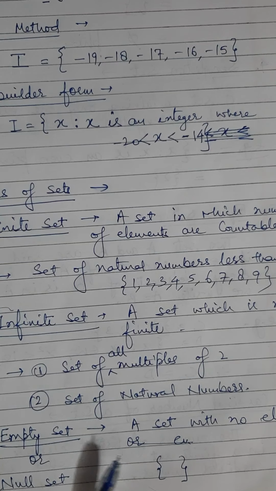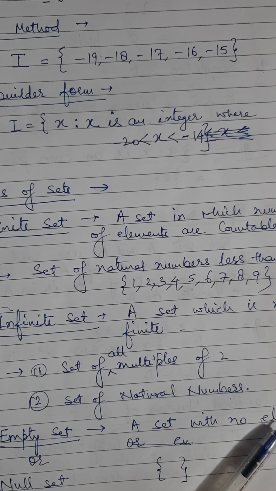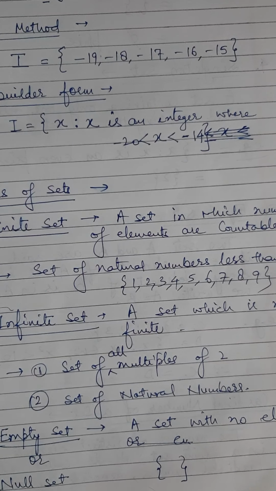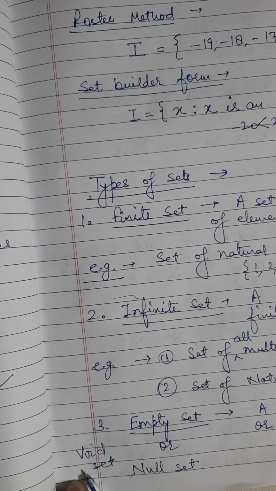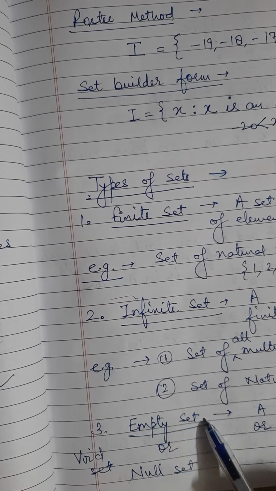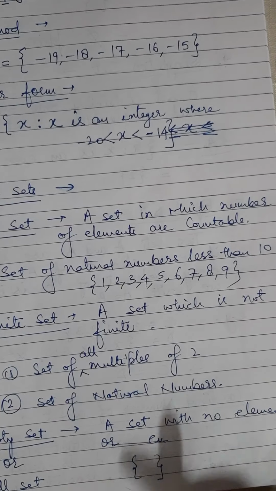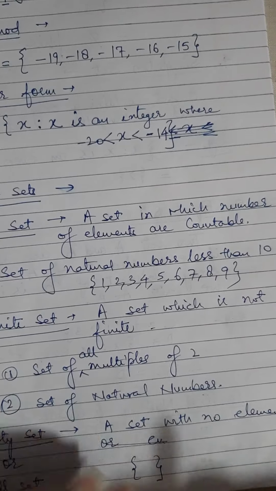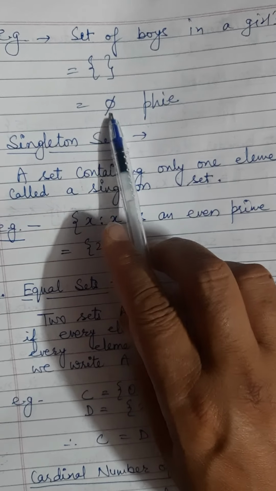Third type is empty set. Empty set is a type of set in which there is no element, right? Then this type of set is called an empty set, or you can say a null set or void set. So empty set, null set and void set, they are the same. We represent it by these two curly brackets, and in between there is no number. We can also represent an empty set by this sign. This is called phi.